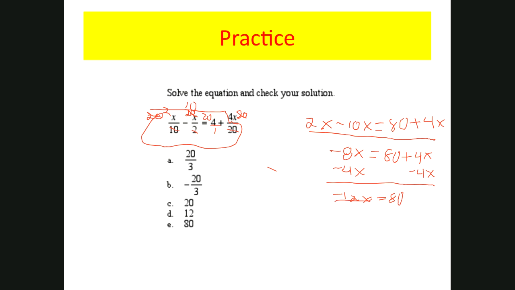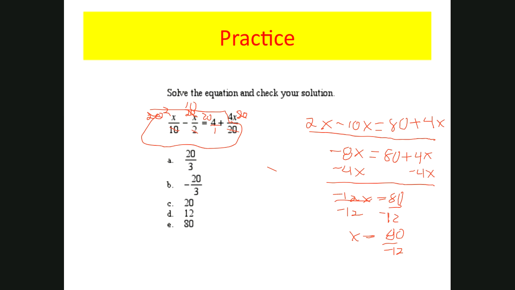I'm going to divide through by negative 12. So I end up with x equals 80 over negative 12. All right. There's only one answer that has a negative in it. So I'm thinking it's B, but I'm not 100% sure.